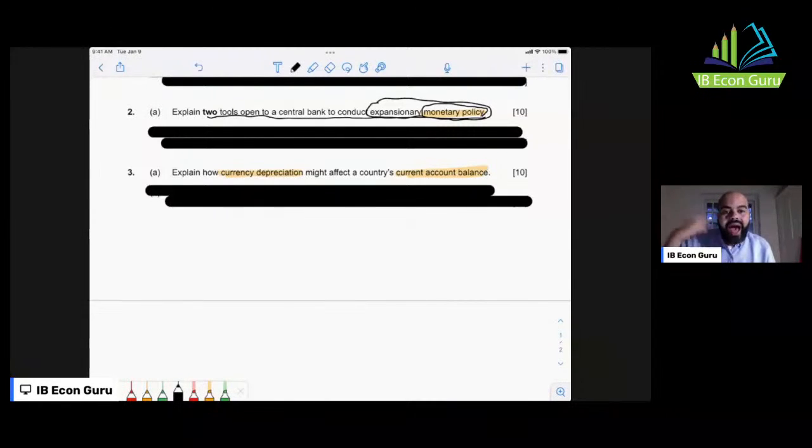Then you show how the government actually conducts expansionary monetary policy. Well, the central bank can do several things. If you go back and review the tools of monetary policy, then at the very end, you've drawn your diagram, explain your diagram, and I have plenty of samples. If you go to the members area, and to my playlist with sample essays, you'll see plenty of samples, okay? And then you make sure at the end, finish with two tools open to a central bank for expansionary monetary policy include so and so and so.